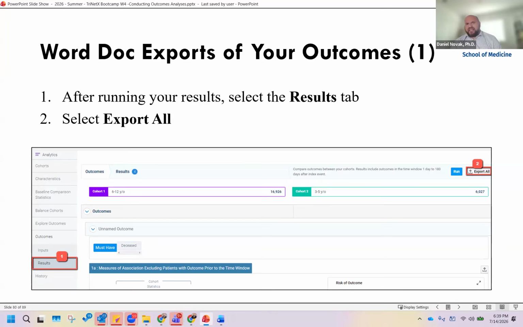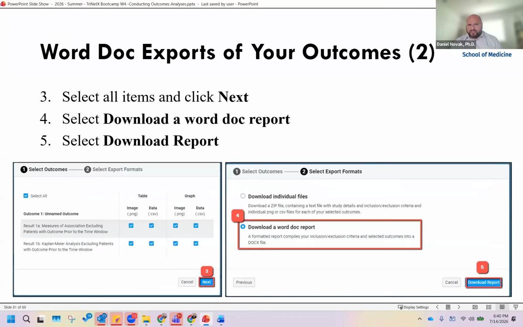Because the data in TriNetX changes. It's like the ocean, right? You have data coming in and out from different pools all the time. And so you might run the same analysis on two different days and get slightly different results, right? I strongly recommend that once you have completed your analysis and you're ready to start writing it up, you export both a Word doc of your outcomes and CSV files of your outcomes.